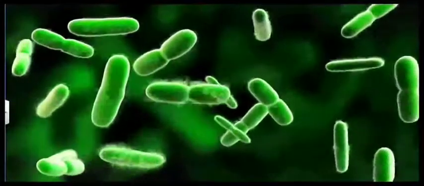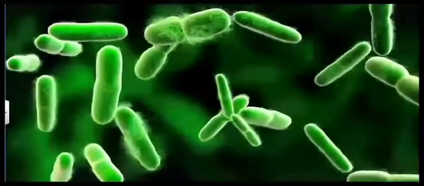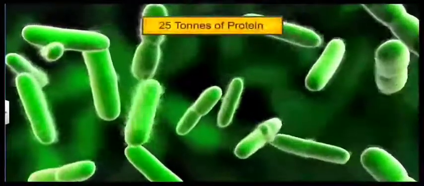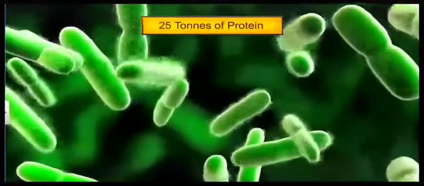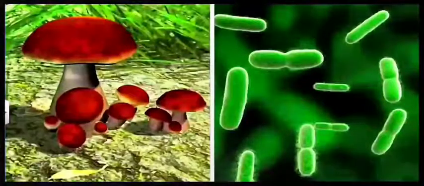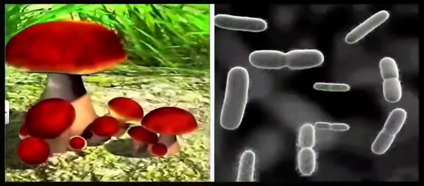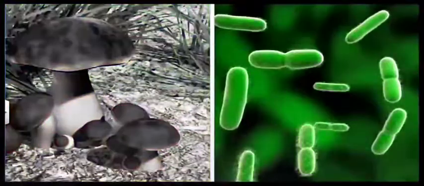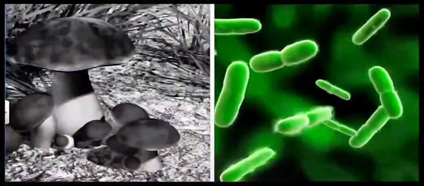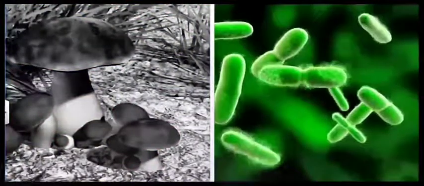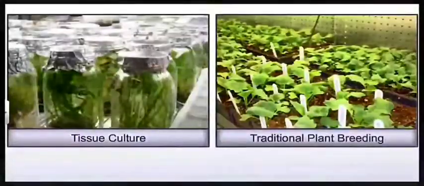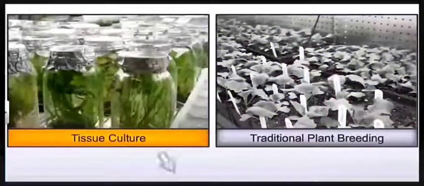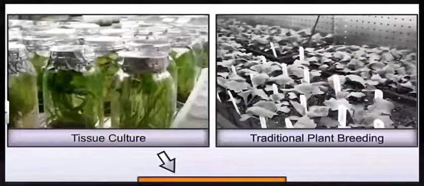Another very good example is Methylophilus methylotrophus. It is a bacterium which can produce 25 tons of protein from waste products in 24 hours. Along with that, we can use microbes like Agaricus, the mushroom, and other good microbes and bacteria for our food supplement. Now let's switch over to another field.